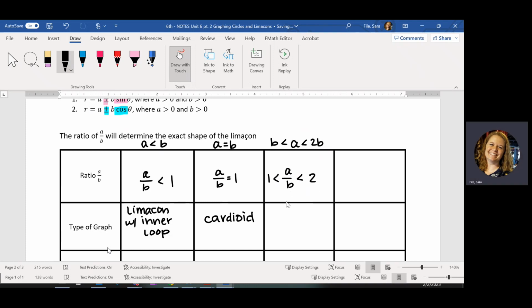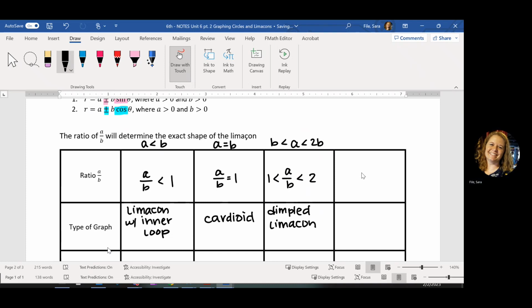If that's the case, then this is going to make what's called a dimpled limacon. Don't know what a dimple is? That's exactly what it looks like. It dimples in. It does not loop in on itself. It's not a full loop. It's just got a little dimple on it where it kind of concaves in a little.